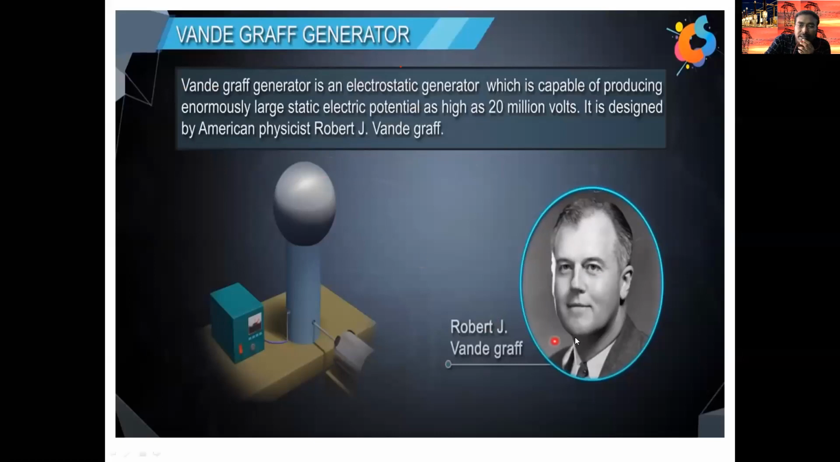This experiment was developed by the physicist Robert J. Van de Graaff. The Van de Graaff generator is an electrostatic generator which is capable of producing enormously large static electric potential as high as 20 million volts. It is designed by the American physicist Robert J. Van de Graaff. It's clear.